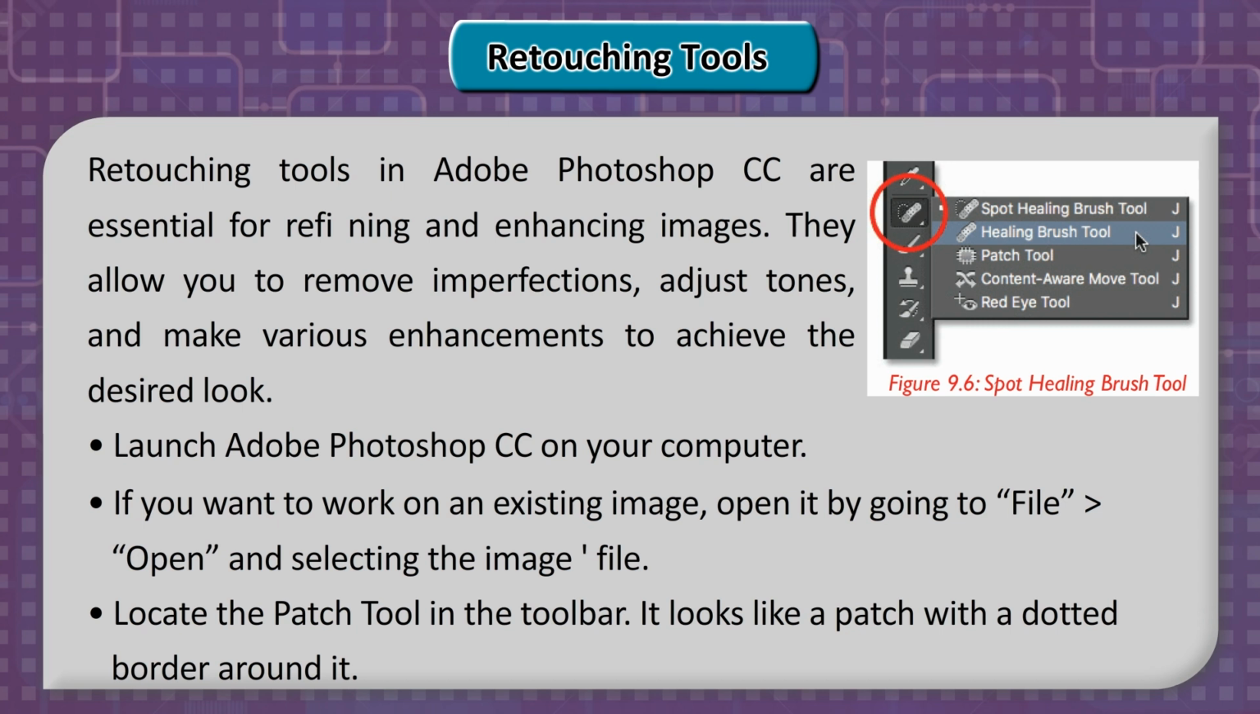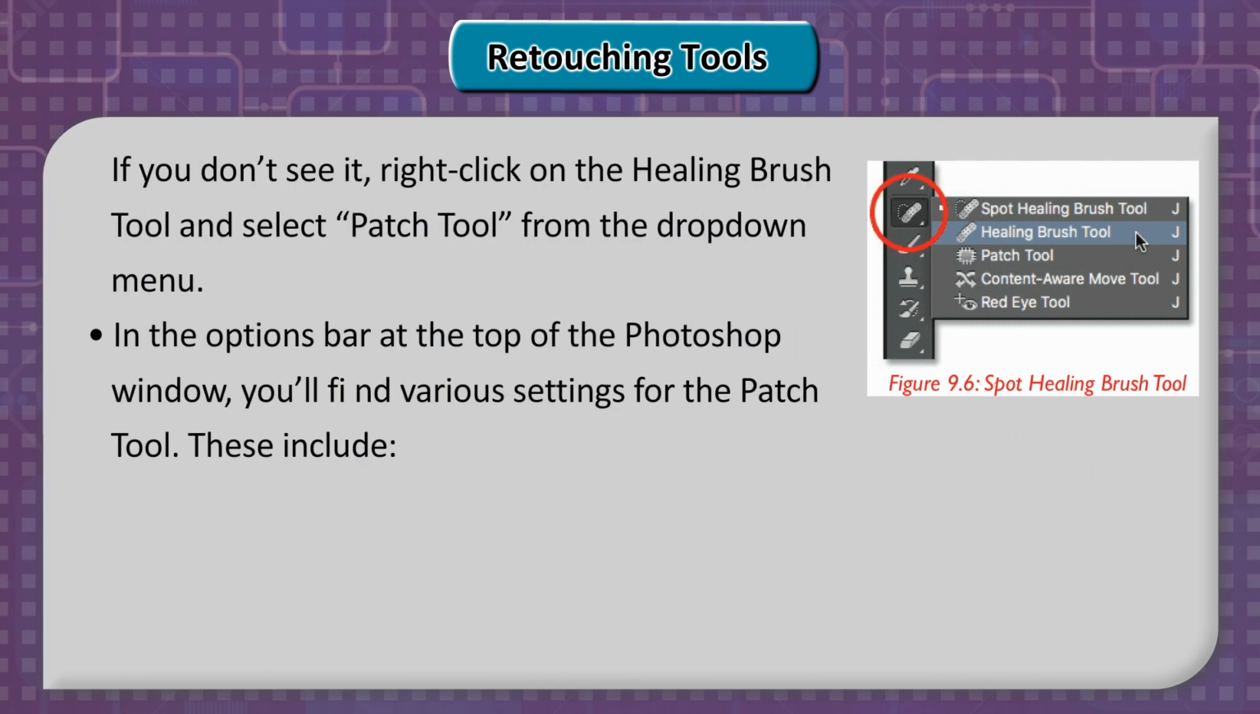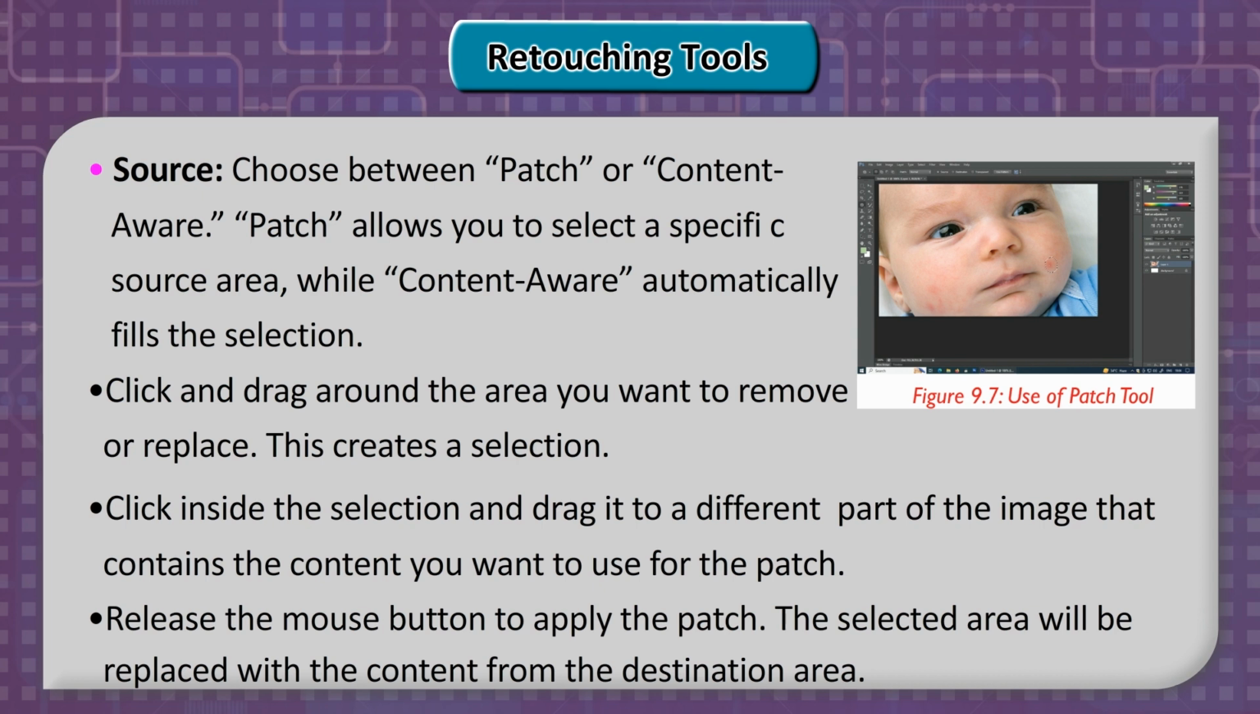Locate the Patch tool in the toolbar. It looks like a patch with a dotted border around it. If you don't see it, right-click on the Healing Brush tool and select Patch tool from the drop-down menu. In the options bar at the top of the Photoshop window, you'll find various settings for the Patch tool. These include Source. Choose between Patch or Content-Aware.